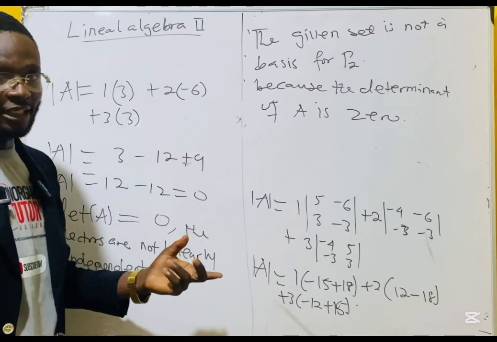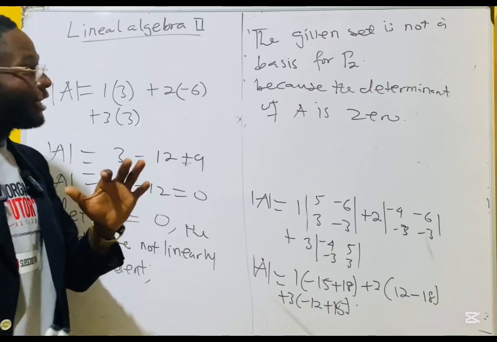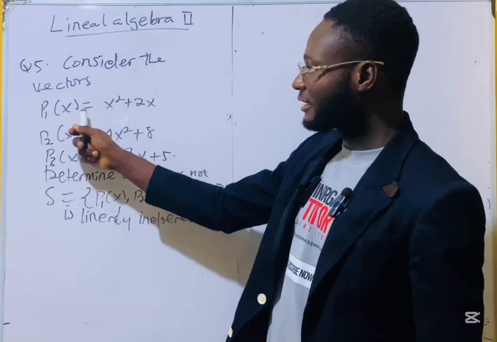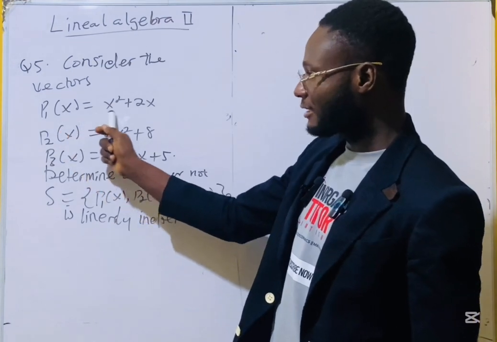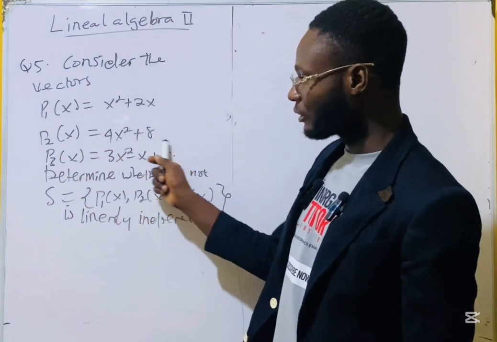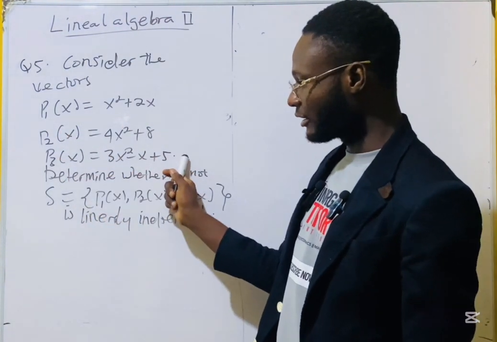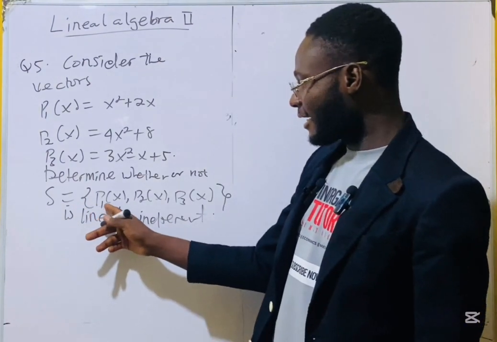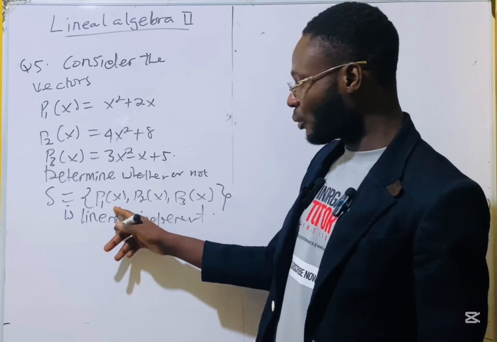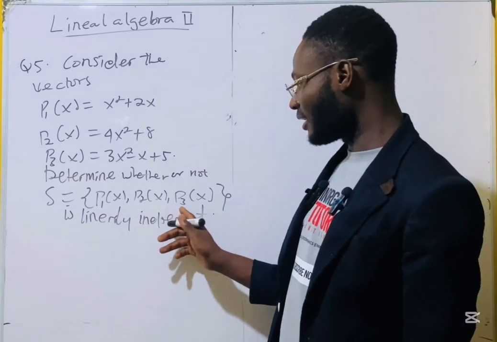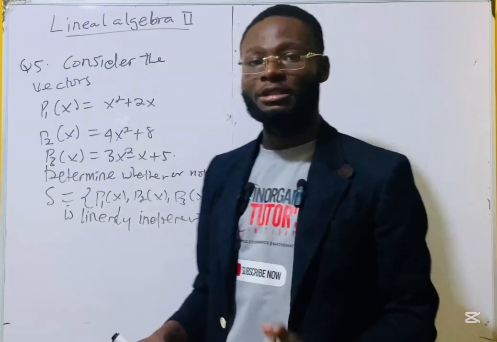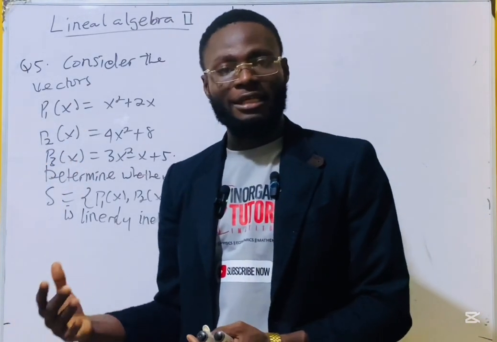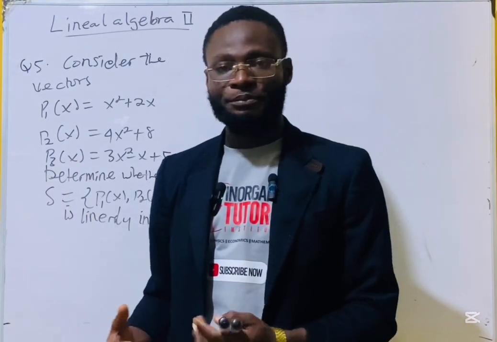Now let's move to question number 5. That one is going to be a trial. For question number 5, we have been given these vectors: P1 of x equals this, P2 of x equals this, and P3 of x equals this. And we want to determine whether or not the set P1 of x, P2 of x, P3 of x is linearly independent. Okay, so same approach as question 4.